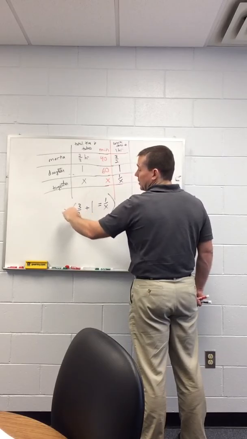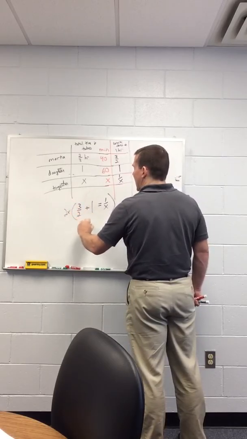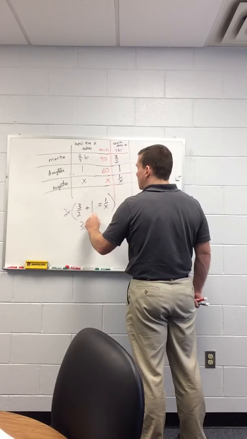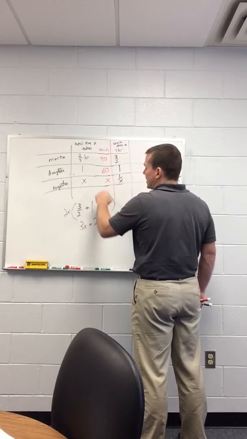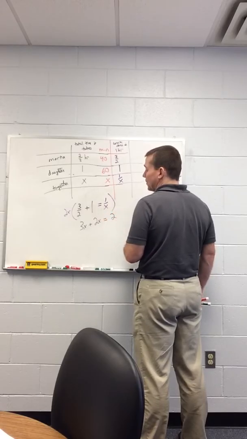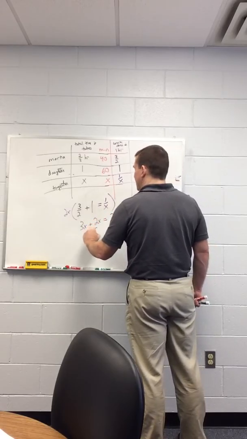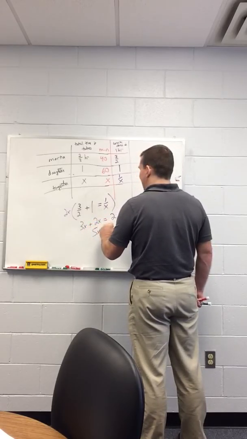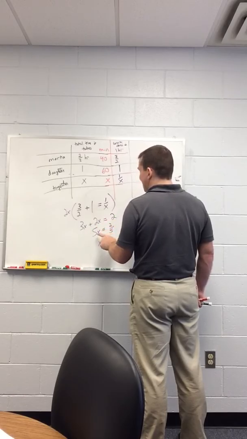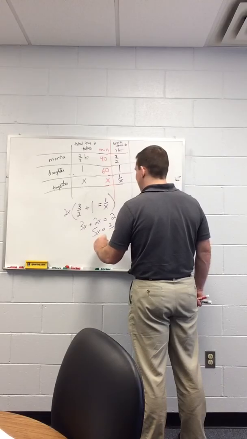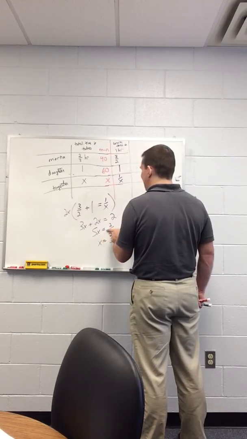Here the 2's cancel, so we get 3 times x, 3x, plus 2x times 1 is 2x, equals 2x over x. The x is canceled, that's just 2. 3x plus 2x is 5x. 5x equals 2. So I've already jumped to the end. So x equals 2/5, and we're done.